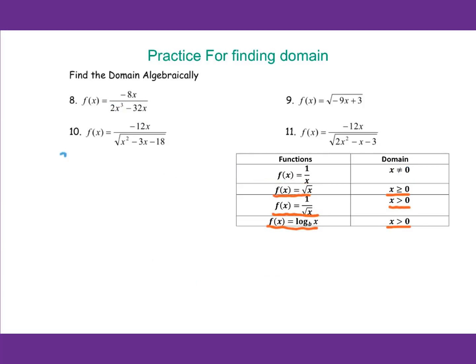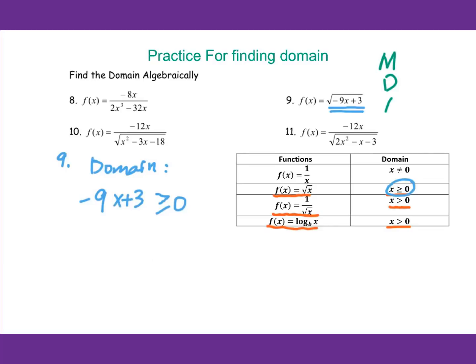Now let's go to number 9. For number 9, we know this is a square root function. For a square root function, make sure the radicand is greater than or equal to 0. We got the radicand in this square root function, that is negative 9x plus 3 greater than or equal to 0. That's how you set up your domain. We know this is a linear inequality. So remember the rule for linear inequality, that's mommy, daddy, nanny.